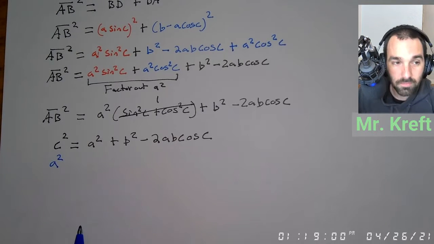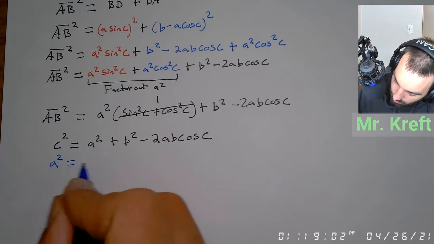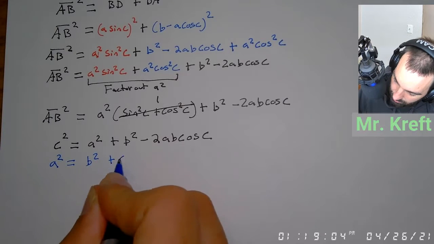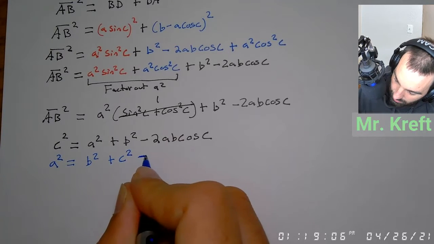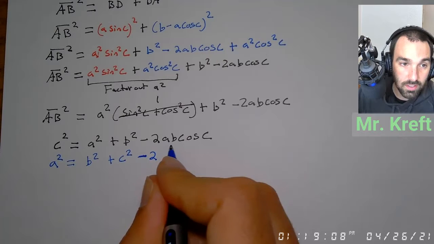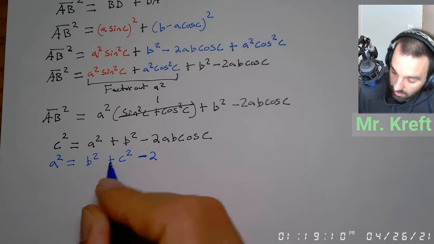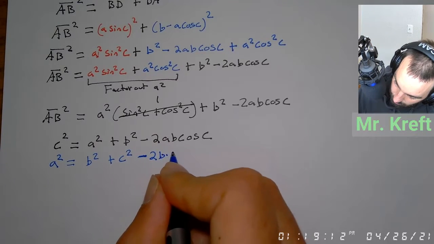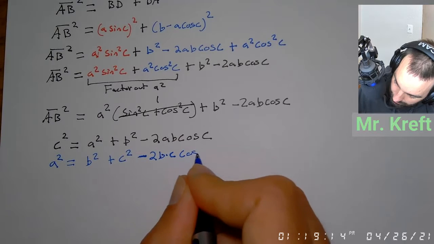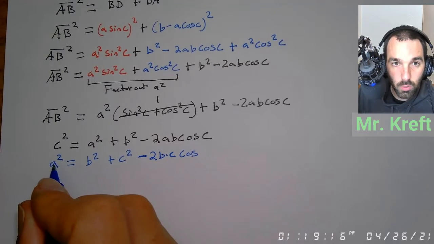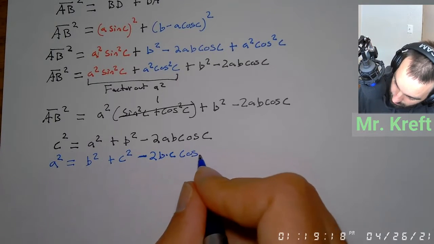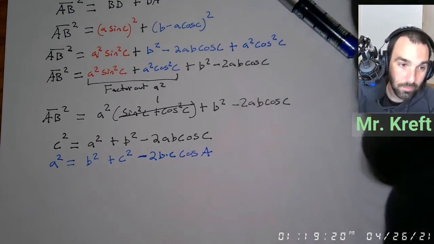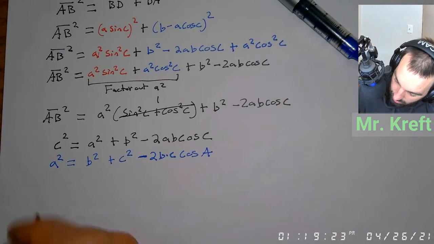I can do it for a squared equals b squared plus c squared. And then minus, and it's always these two letters that are the two letters here. So b times c times cosine, and then the angle is always opposite from the side. Which means there's going to be one more.